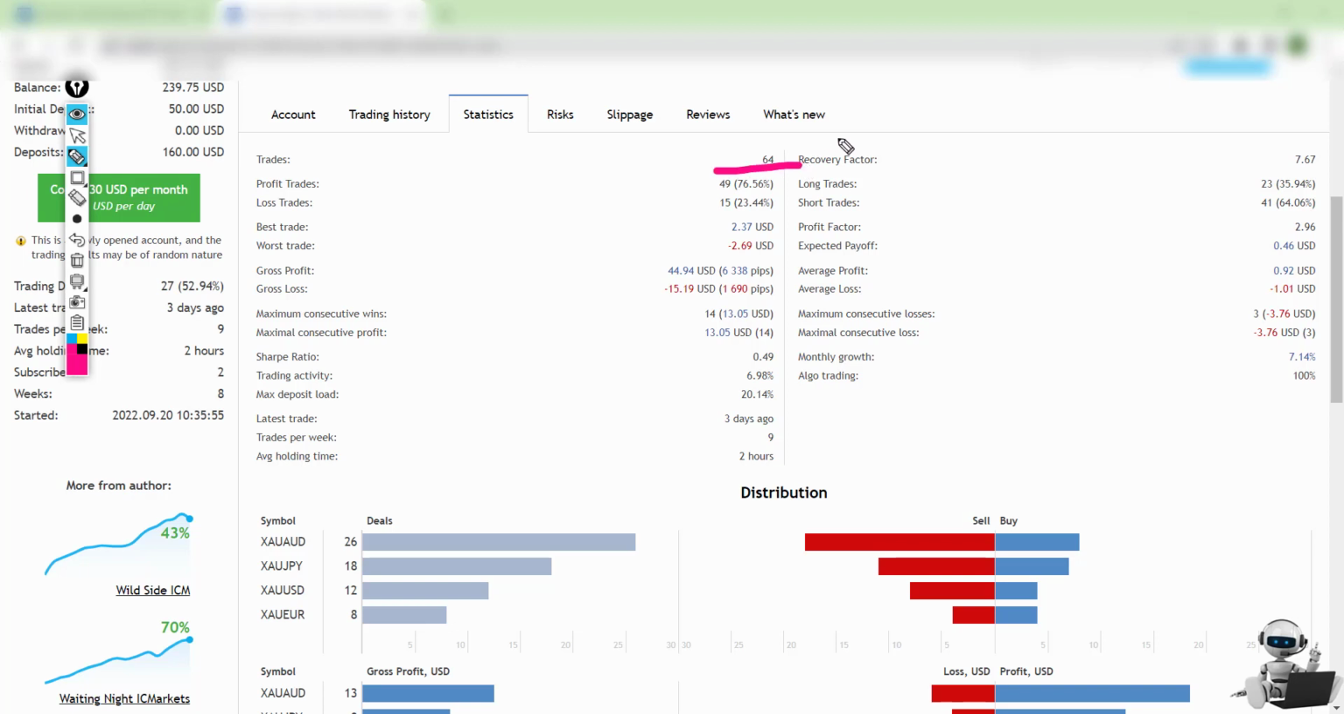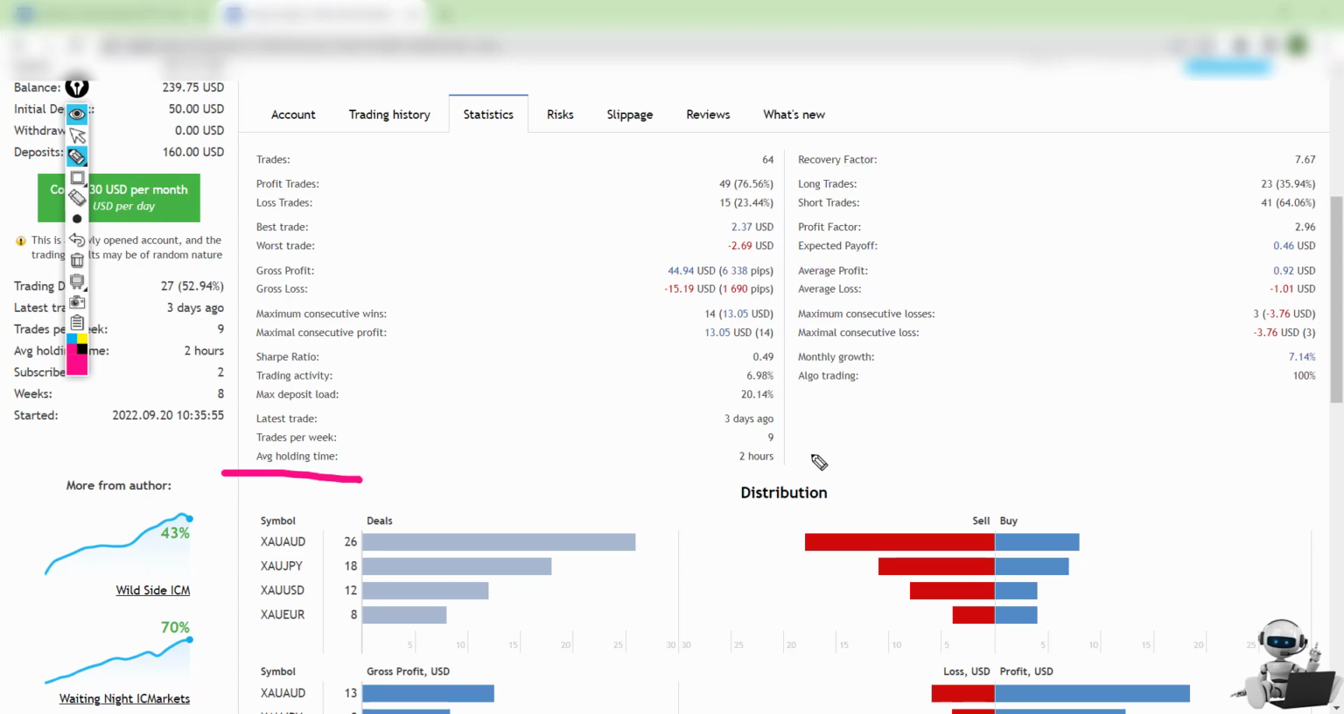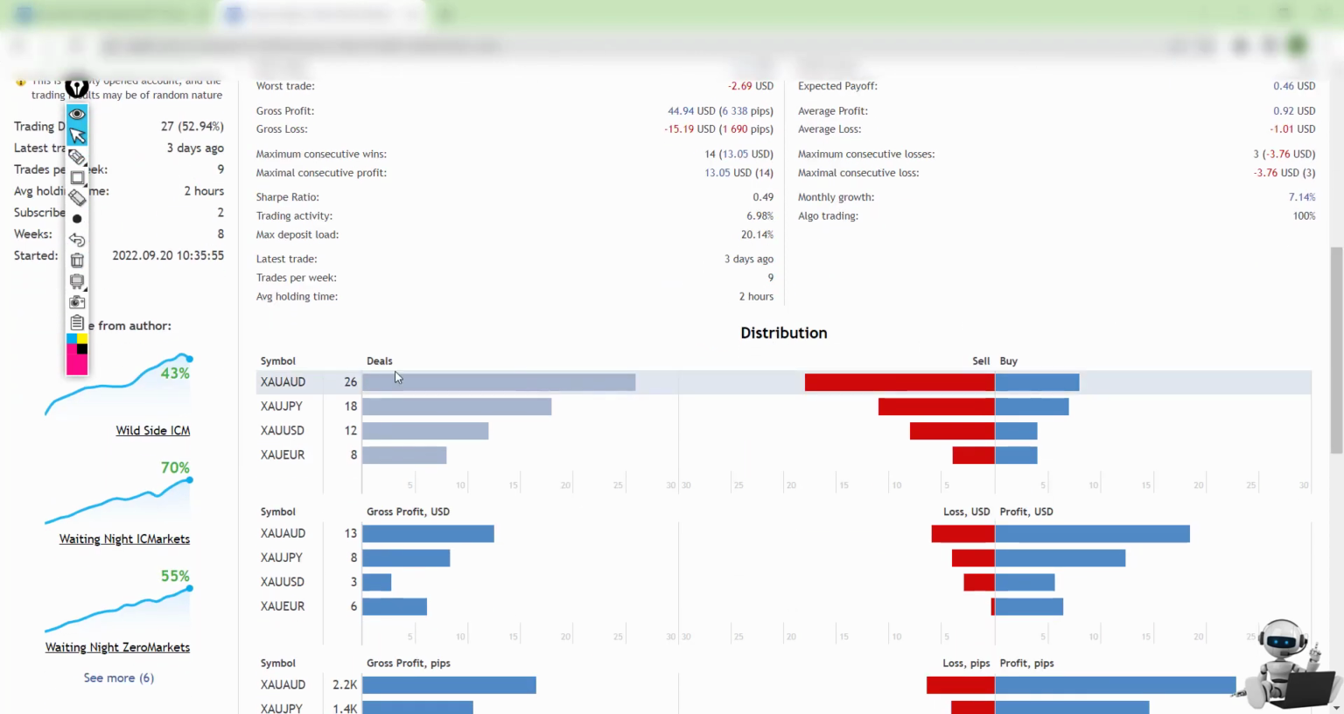For the statistics, yes, it is still a little bit early to decide and judge, but for now we have 64 trades, 76% win rate, 23% losing rate, and the risk to reward ratio is similar, which is amazing because it is keeping the win rate high and keeping the risk to reward at the same size. Now the average holding time, this is a very key factor, and this is an advantage for this EA, which is very amazing for now. And for the symbol, it only trades on this gold pair.